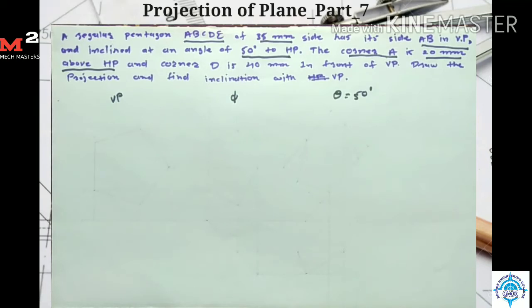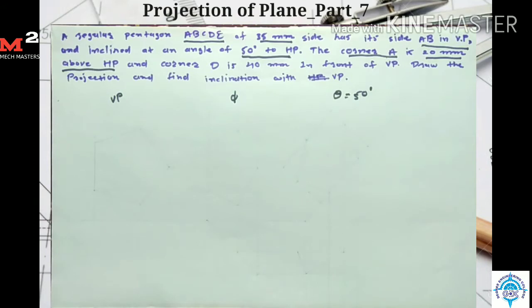We solved many problems in earlier lectures, but in those problems the condition for the point was not given. Okay, but in this problem the condition for the position of point A is given: the point A is 20 mm above the HP. So we take care about this condition when we draw the true shape of the plane.